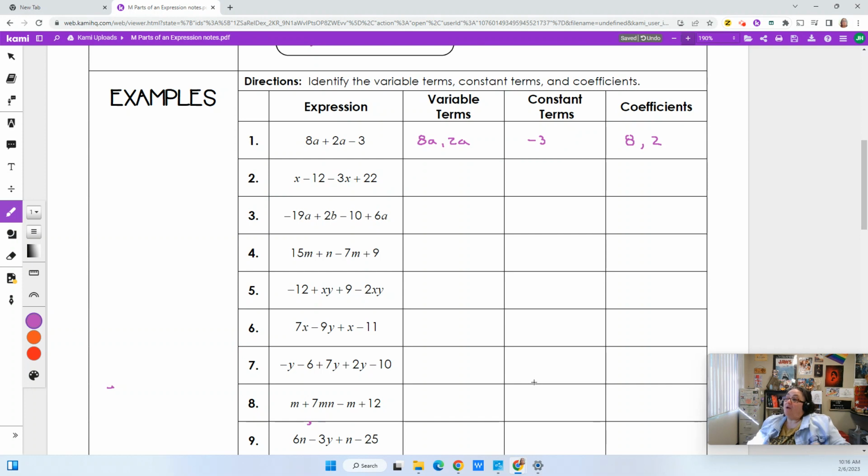And so we can do this on all of these problems, right? We can look at number 2 and see that our variable terms are just the terms that have the letters attached to them. So the first one is x, and then the next one would be minus 3x, and that's it. Those are all of the variable terms that I have. My constant terms are any numbers that are left, so we have negative 12 and 22. And our coefficients are just the numbers in front of the variables. If we look at this one, we have this x there. It has an imaginary 1 in front of it every time we see it, and then the other one would be minus 3.